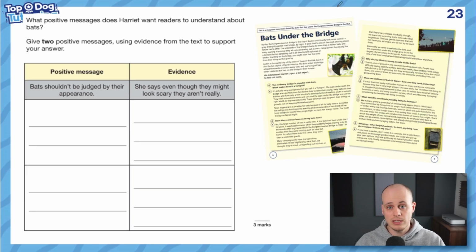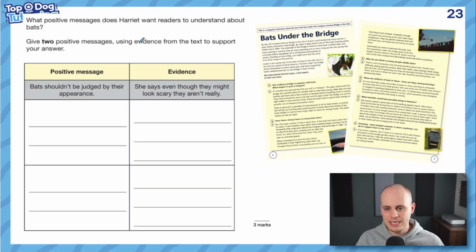Okay, so we don't need to read the whole text, but I will read you the question, and then we can maybe think about where we would go in the text to answer it. So the question is this: what positive messages does Harriet, who is the narrator by the way, want readers to understand about bats? Give 2 positive messages using evidence from the text to support your answer.